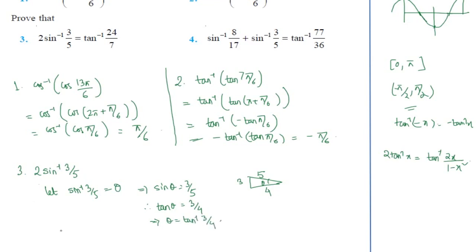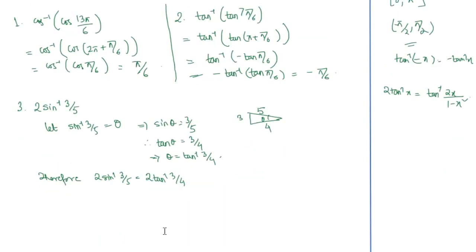Alright, so therefore 2 sine inverse of 3 by 5 is equal to 2 tan inverse 3 by 4. Okay, now just by plainly applying this formula, 2 tan inverse 3 by 4 means tan inverse of 2 into 3 by 4 by 1 minus 3 by 4 whole squared. Okay, this was the formula, I guess.